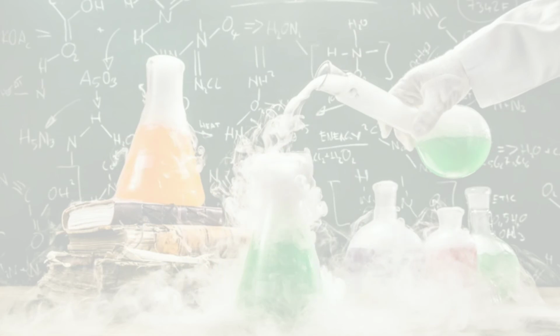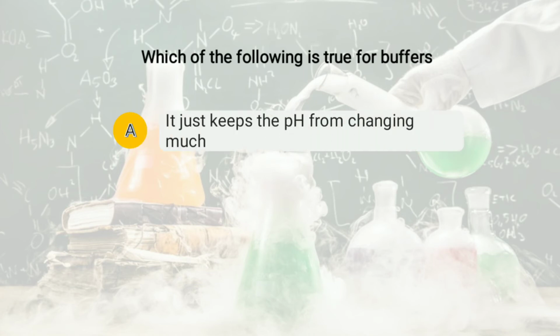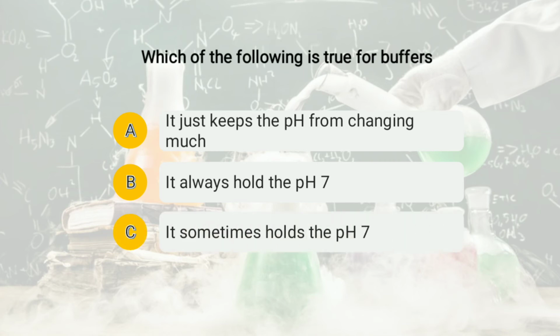Then moving to the next question. The next question is: which of the following is true for buffers? And the options are A, it just keeps the pH from changing much. Option number B, it always holds the pH 7. Option number C, it sometimes holds the pH 7. And option number D, that is all of these.